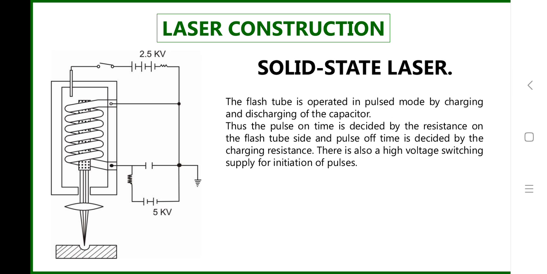Second is the solid state laser. Again, in this diagram, I have shown the construction of this solid state laser. The flash tube is operated in pulse mode by charging and discharging of the capacitor. Thus, the pulse on time is decided by the resistance on the flash tube side, and the pulse off time is decided by the charging resistance. There is also a high voltage switching supply for initiation of the pulses.